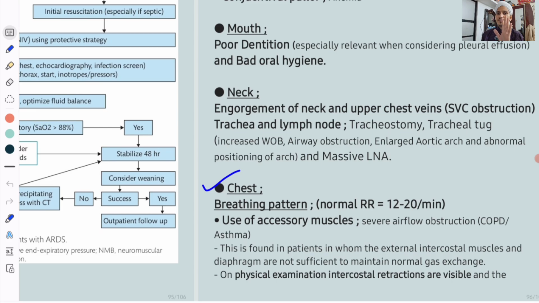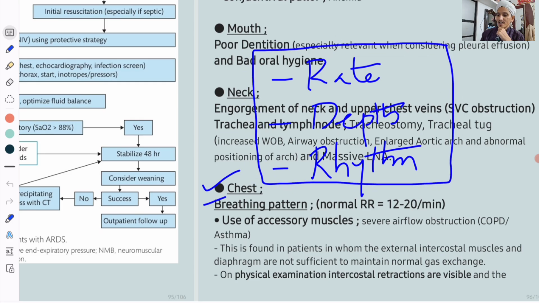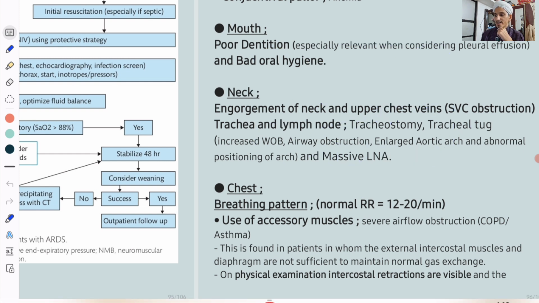Inspection is when you are not touching the patient, you're just seeing the patient. What is the breathing pattern? Just remember: rate of respiration, depth of respiration, rhythm of respiration. While examining breathing pattern in a respiratory patient, you examine the rate, depth, and rhythm of respiration. We will discuss these. Normal respiratory rate is 12 to 20 per minute.